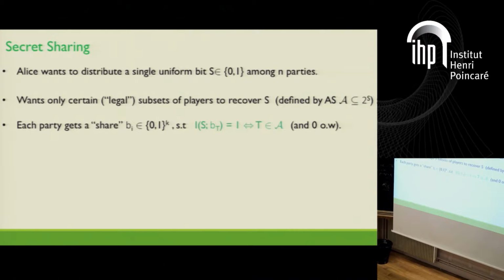is 0. Is there a minimum size for T, the subset of players? No. The only requirement on T, which is a natural property, is that it's a monotone family. If a superset of a legal subset is convened, obviously they should be able to discover the secret.